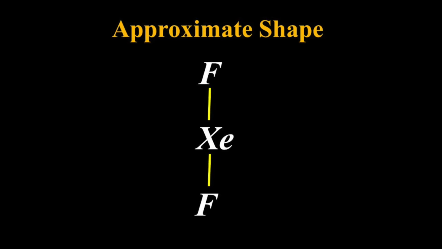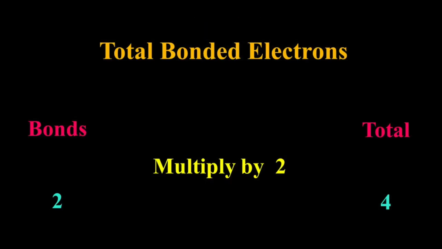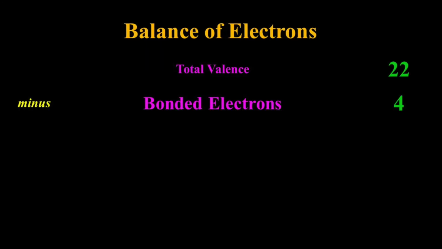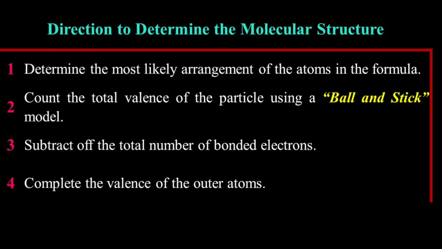Now, we want to subtract off. We want to keep a kind of accounting procedure for each of the elements. So we know that we have 2 bonds. So it's going to be 2 bonds times 2, because there are 2 electrons in each bond. So that gives a total number of electrons as 4. So there are going to be 4 electrons total. So you're going to say the total number of valence electrons is 22, and you're going to subtract the bonded electrons, 4. Next, you want to complete the outer valence.